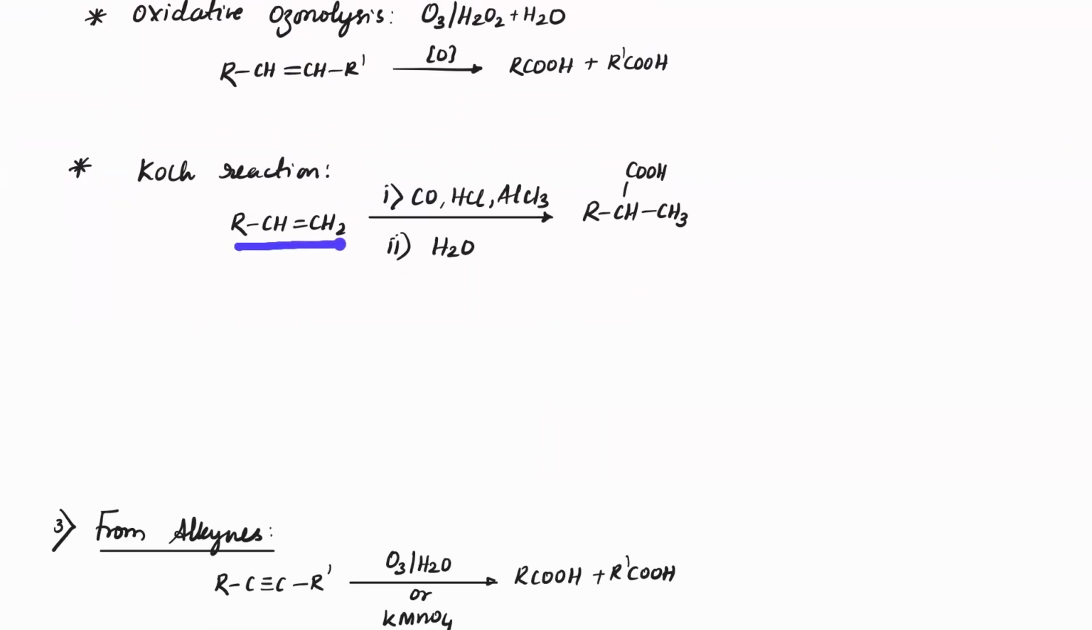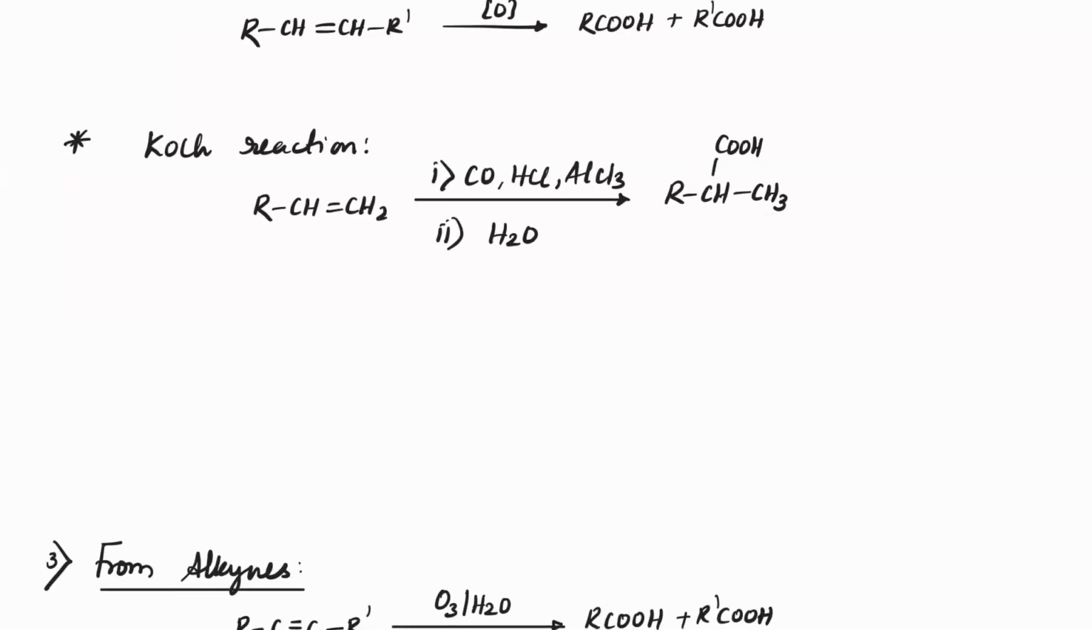The Koch reaction is when you have an alkene react with CO and HCl in the presence of AlCl3, followed by hydrolysis. We will get this as an acid. Let me show the mechanism, how it works. R-CH=CH2, an alkene.